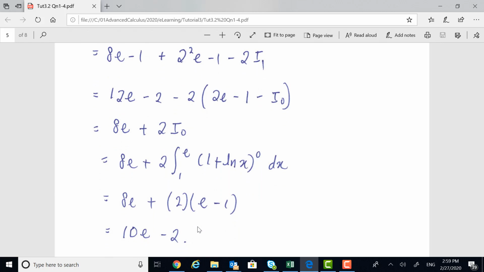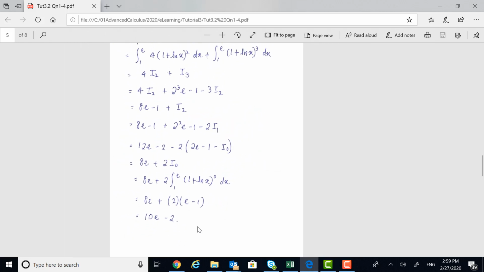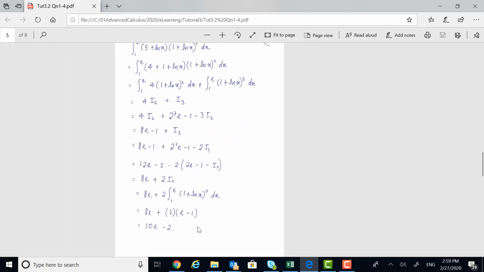And this is your question 3. The later part of question 3. Let me put it like this for you. Hope you can see.